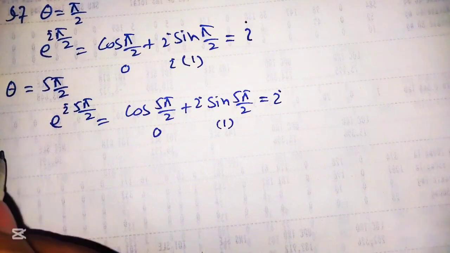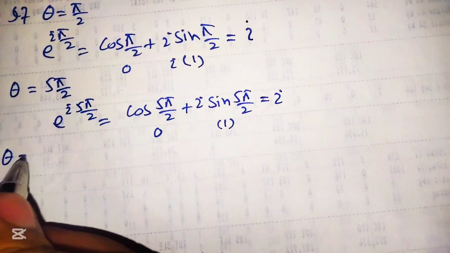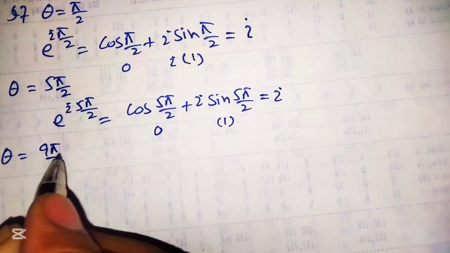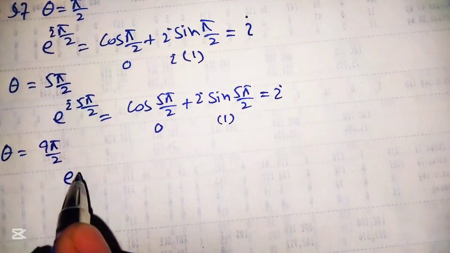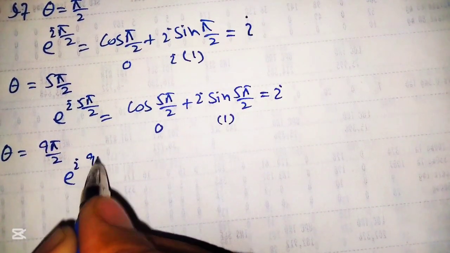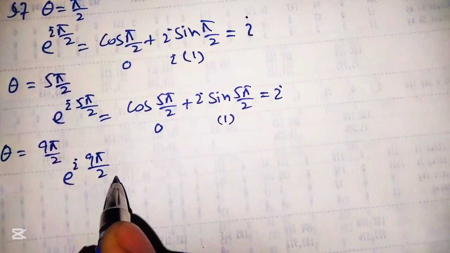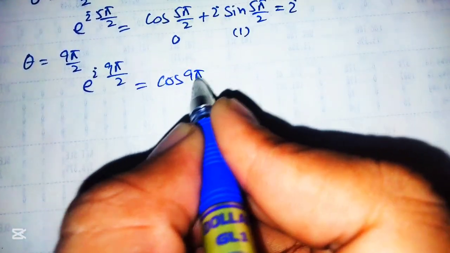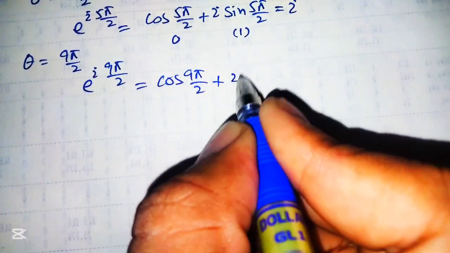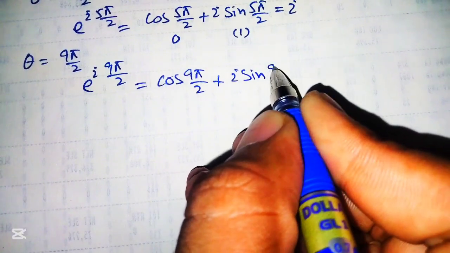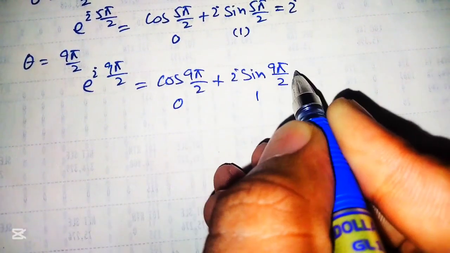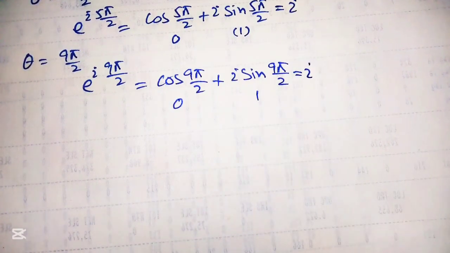Now similarly, if we put theta is equal to 9 pi by 2, then we will get e raised to power iota 9 pi by 2 is equal to cos of 9 pi by 2 plus iota sine of 9 pi by 2. Again it is 0 and this is 1, so we get the answer iota.